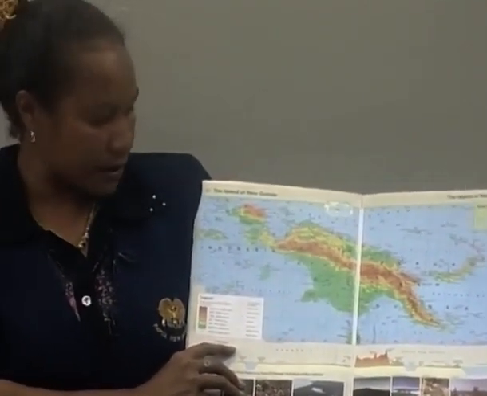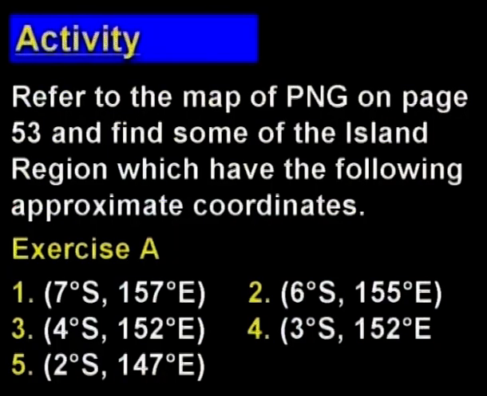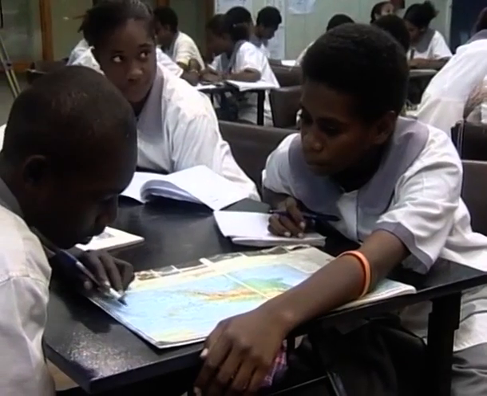We are going to recap again on what we have learned in our previous lessons. Now let's do number 1 as an example. We have coordinates 7 degrees south and 157 degrees east. Tell me which place has the following approximate or estimated coordinates. Anyone's got the answer for us, please?